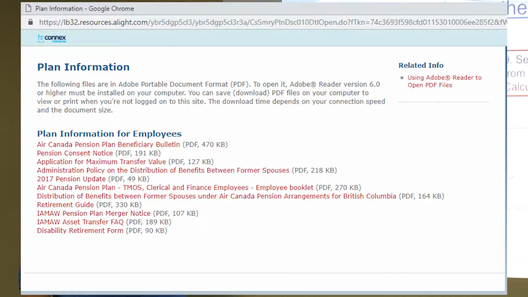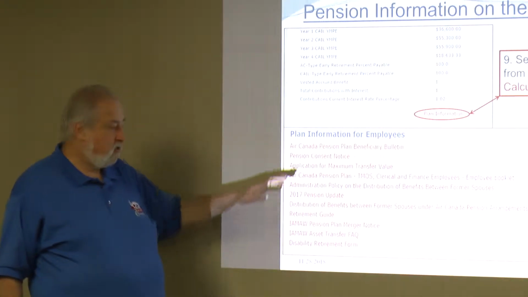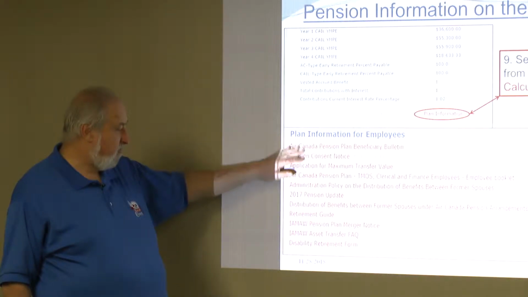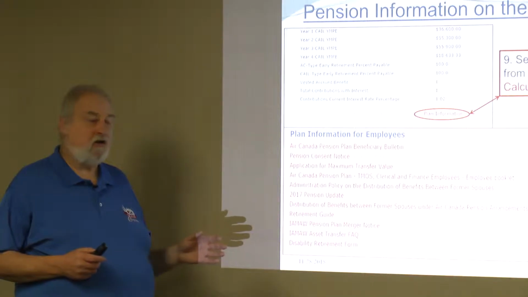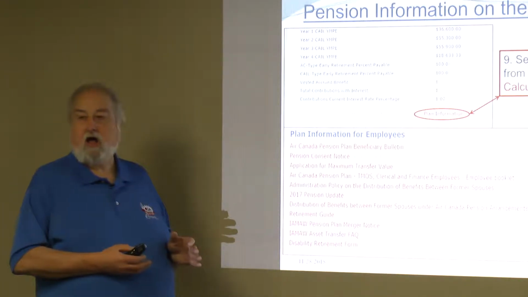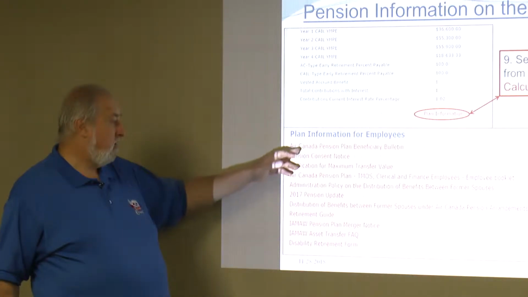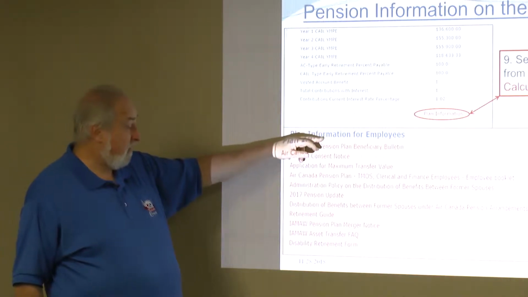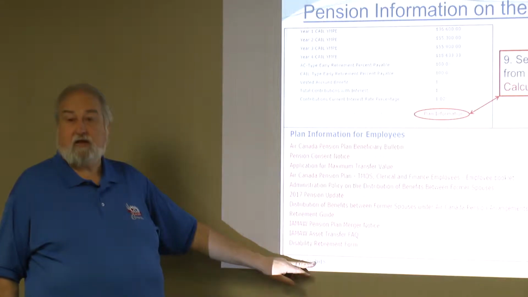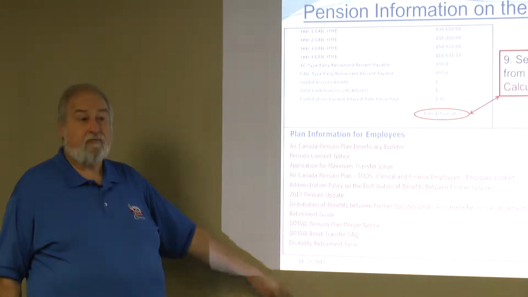Beneficiary bulletins, consent notice, application for maximum transfer values, pension. So this is all other information, retirement guides, that's on the Aeronet that's related to your pension. They've collated it all into one location. All of these things can be found in other places on the Aeronet, but here's a real easy place to find everything you need with one click.